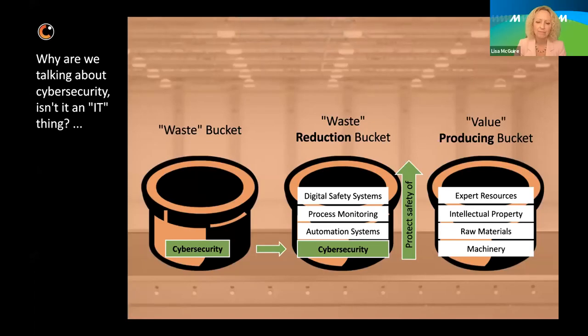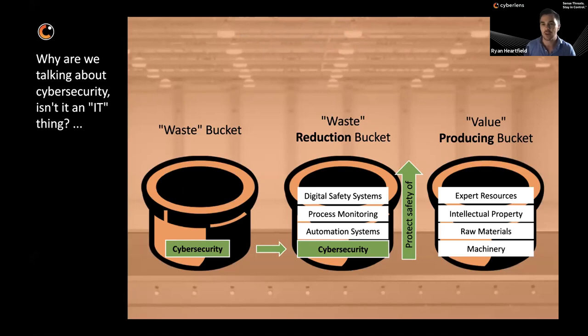I'm going to take us back to first principles in terms of what is valuable in manufacturing, what is seen as valuable. So value in the manufacturing process is what makes the product: the bending of the metal, the painting of the product, or the electrical component. And that's typically in the right-hand bucket, seen as the production value bucket. When we think about digital safety systems, even process monitoring or automation systems, that's in the waste reduction bucket. What does that mean?